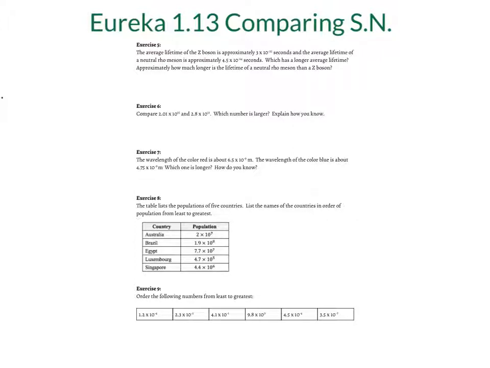This video is for Eureka Module 1, Lesson 13, where we are comparing numbers written in scientific notation. The two things you need to know about comparing numbers in scientific notation are: one, you want to see if their exponent values are the same, and two, you want to know what to do if they are the same or aren't the same.